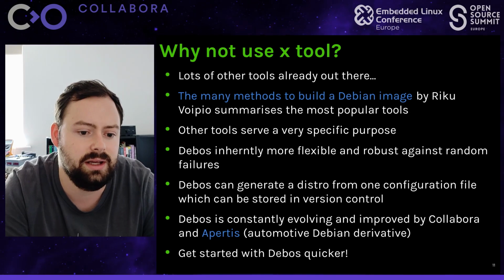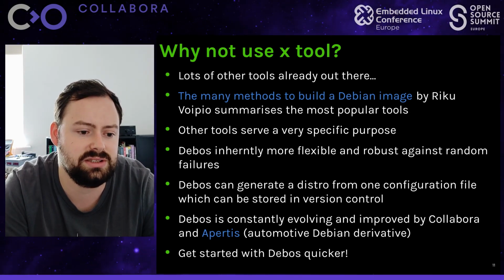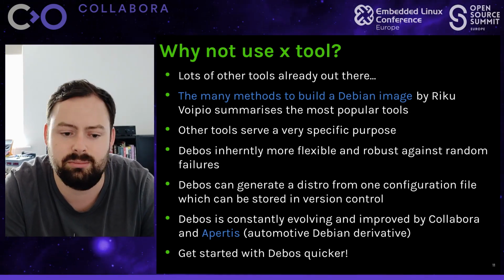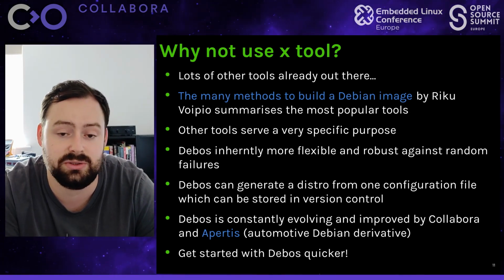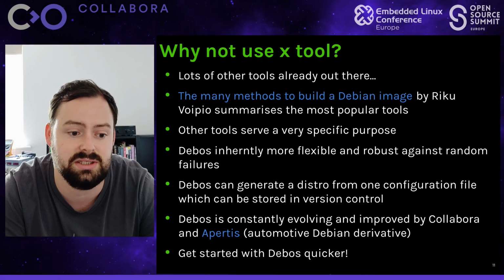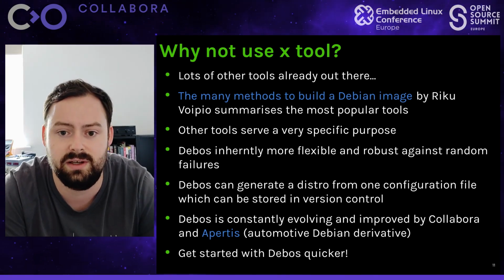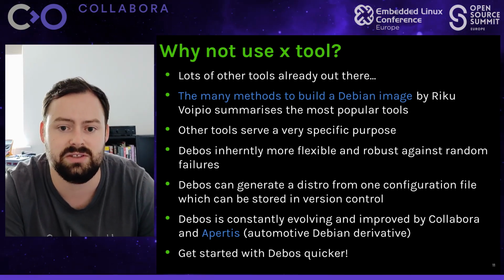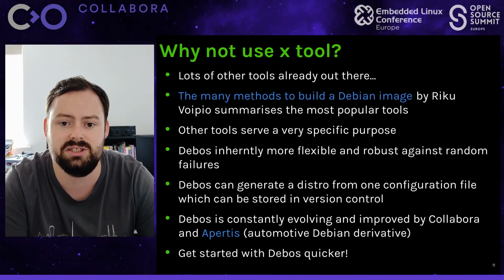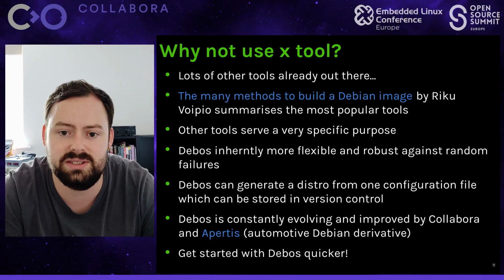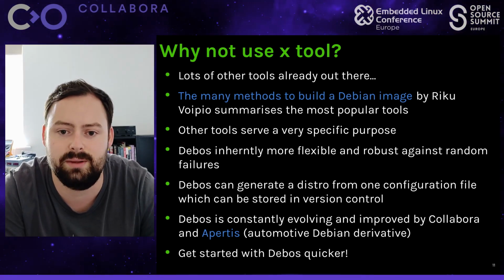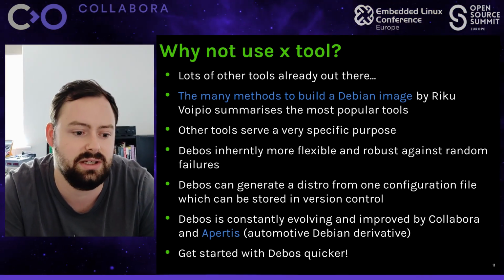Debos is constantly being improved upon by Collabora, and the main reason that Debos was created was for the Apertis automotive Debian derivative, where the developers were having such problems creating these images using these steps I've defined already with loop devices. They just thought, right, we need to create a complete custom bit of software to do this.